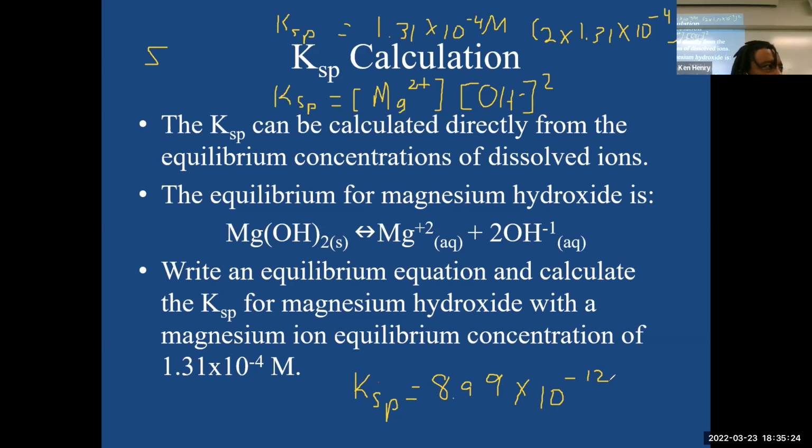Are you guys with me? Okay, Julia. Yeah, that look. Anyone plug it in? You had the 2 and you also squared that? Because I got exactly the same answer that she got. Yeah, I got 8.99 times 10 to the minus 12. Check it again. I mean, I could have made a mistake. Yeah, 8.99, yep.